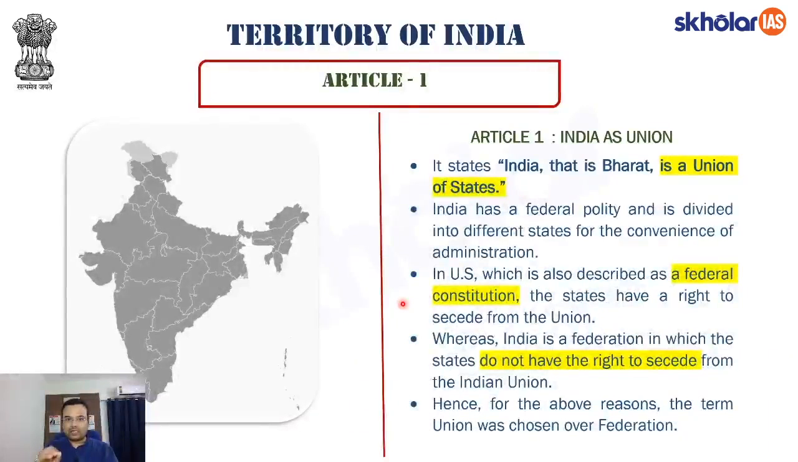So let's start with Article 1 of the Indian Constitution. What exactly does it say? It says that India, that is Bharat, is a union of states. India has a federal polity and is divided into different states for the convenience of administration.